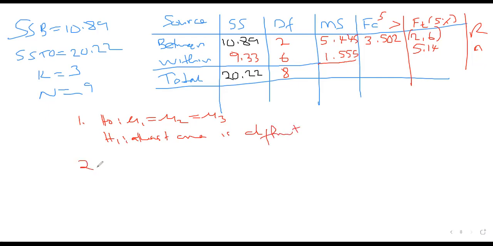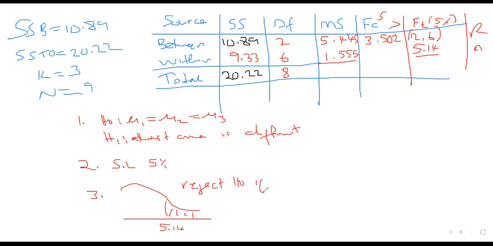Step 2, state the level of significance. Our level of significance here is what? 5%. That's all. Step 3, state the decision rule. What we found in the table here was what? 5.14. So just say we will only reject our H0 if our F calculated is more than 5.14. So it says reject H0 if F calculated is greater than 5.14.